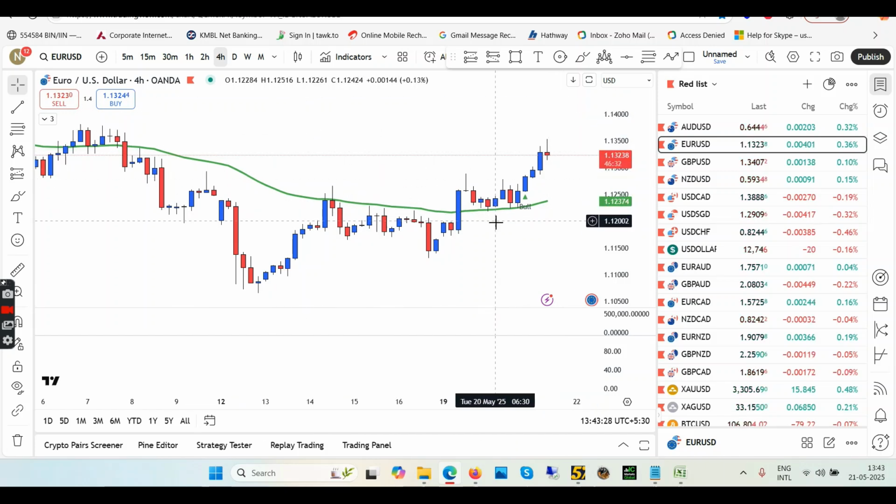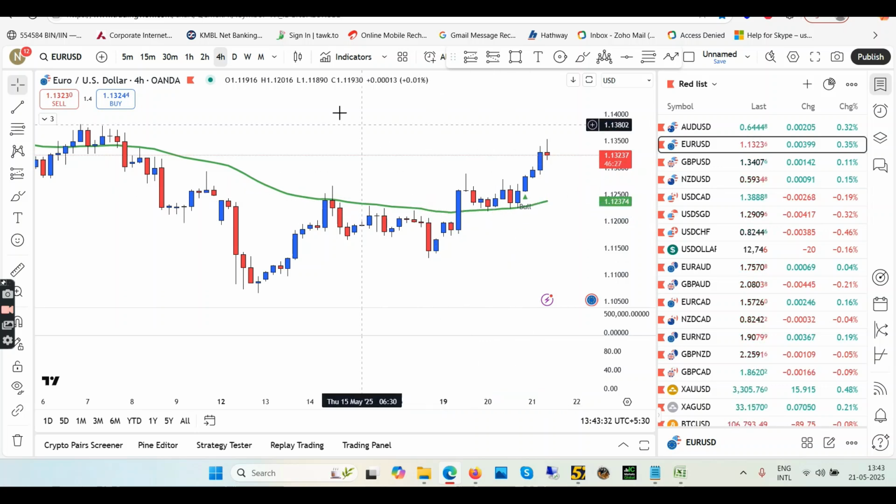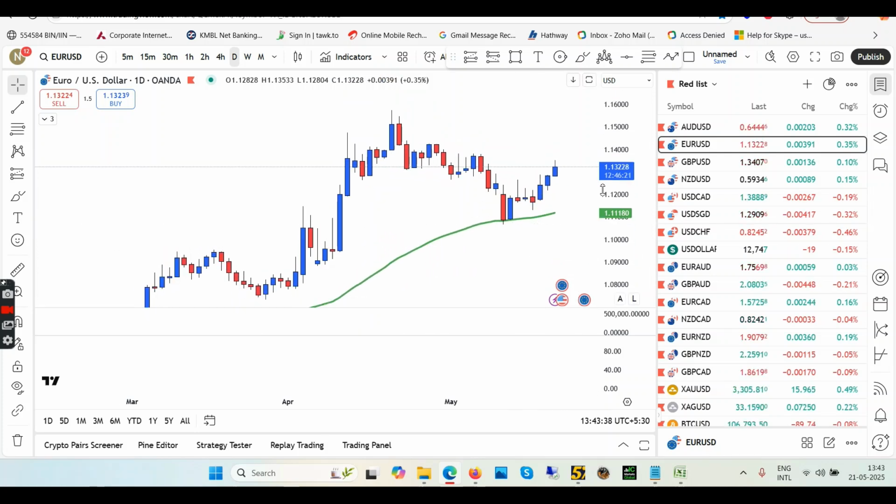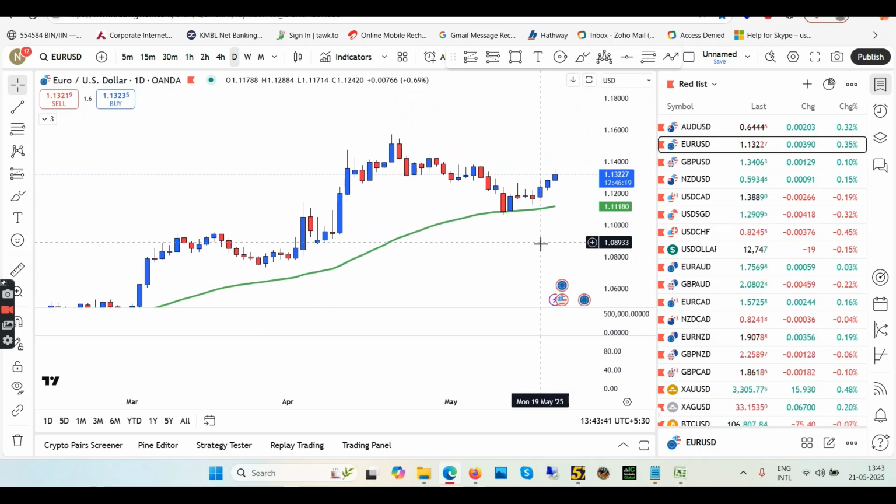So we are still in the uptrend in all 3 time frames. In 4 hour, we are above the EMA. In daily, we are above the EMA, okay? Look for longs after each pullback. Rest, you can't get to know everything for free, okay?